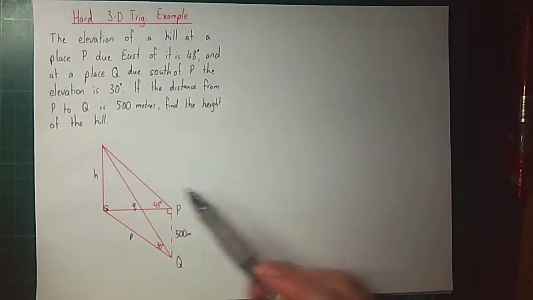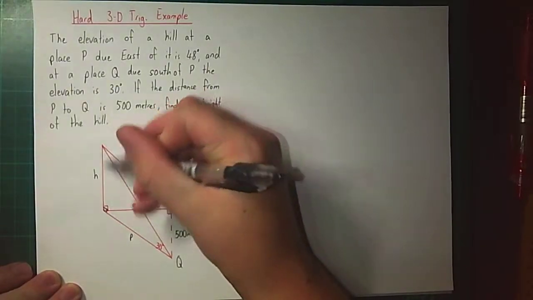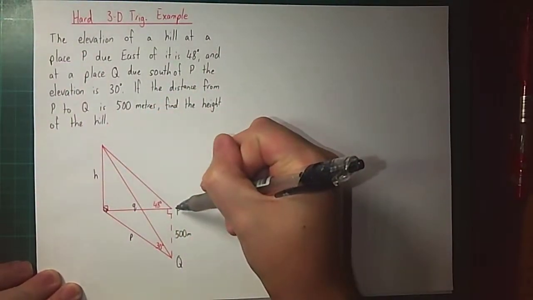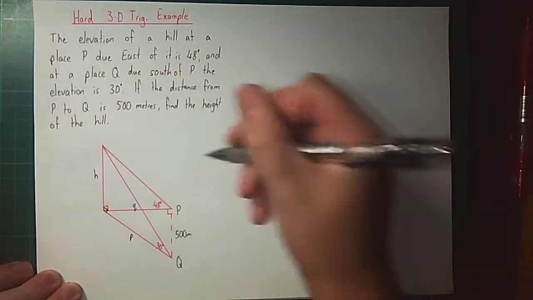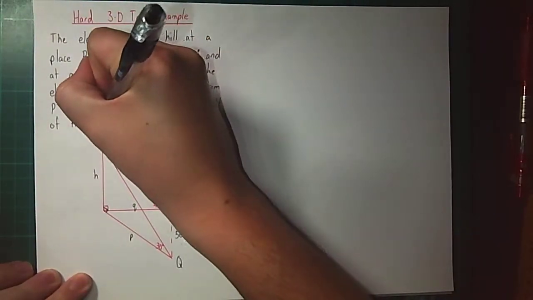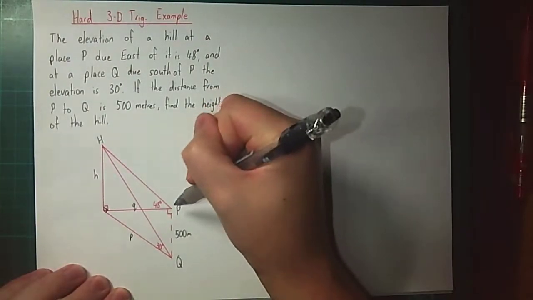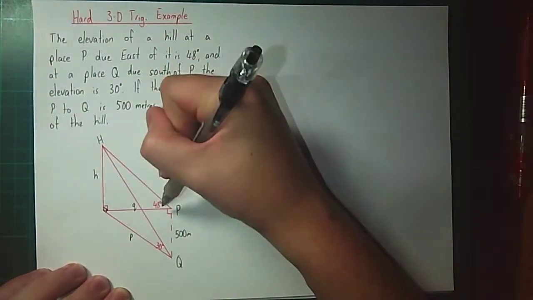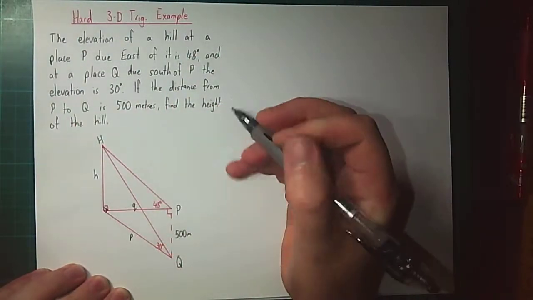So I've drawn up just a basic idea of what this is showing. We've got this hill here, and there's P, which is east of the hill. I'll make that point H, the top of the hill. And its angle of elevation is 48 degrees. So that means we've got a right angle triangle here, and that angle will be 48 degrees.